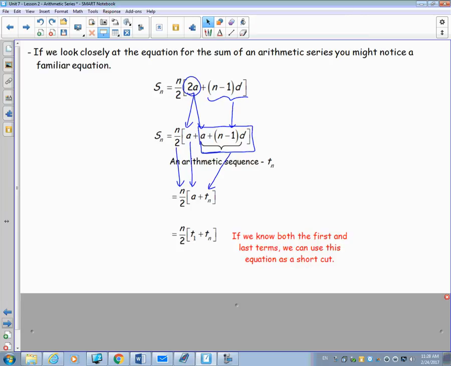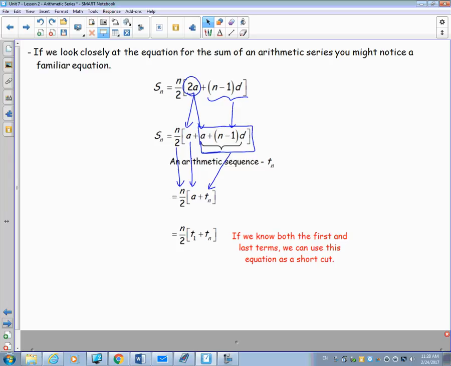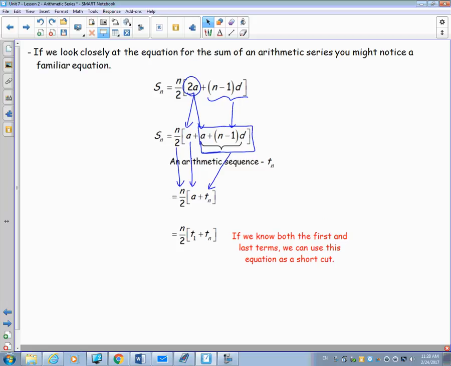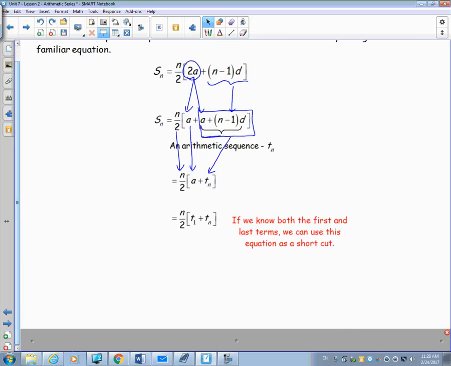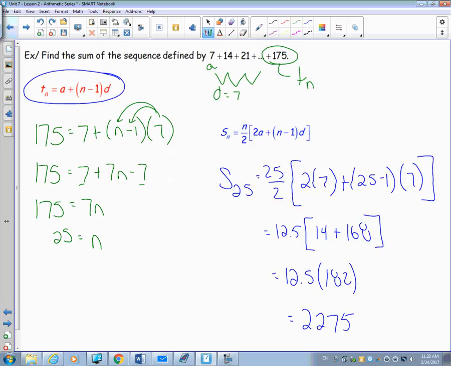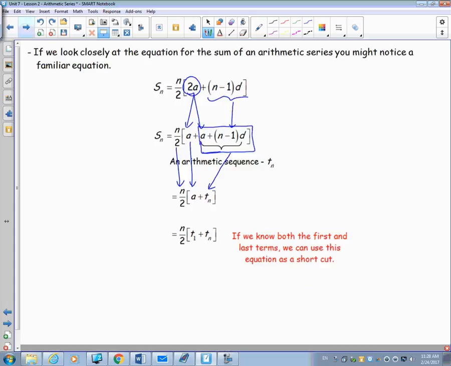So that tells me that if I know the first term, term number 1, a, and I know the last term, Tn, I can use this little shortcut to figure out the sum of the sequence. If we look at the one we just did, 7 was our first term, 175 was our last term, and we figured out that there were 25 terms. We have to figure out how many terms first. There's no choice on that.